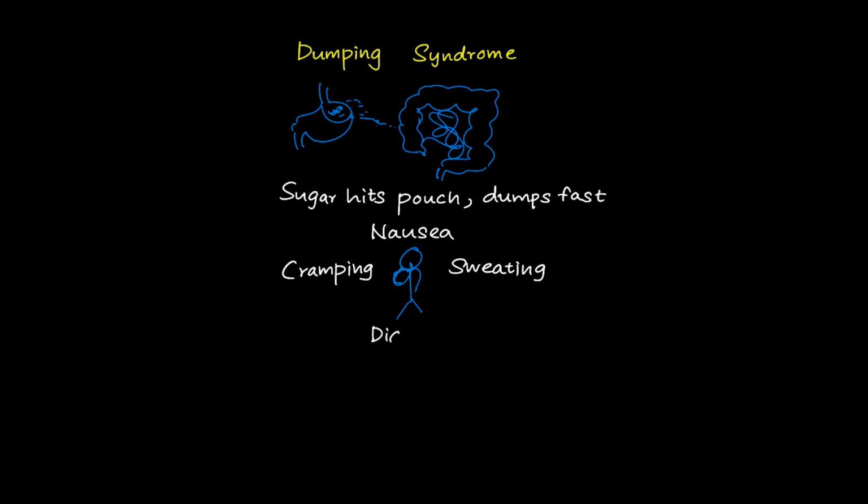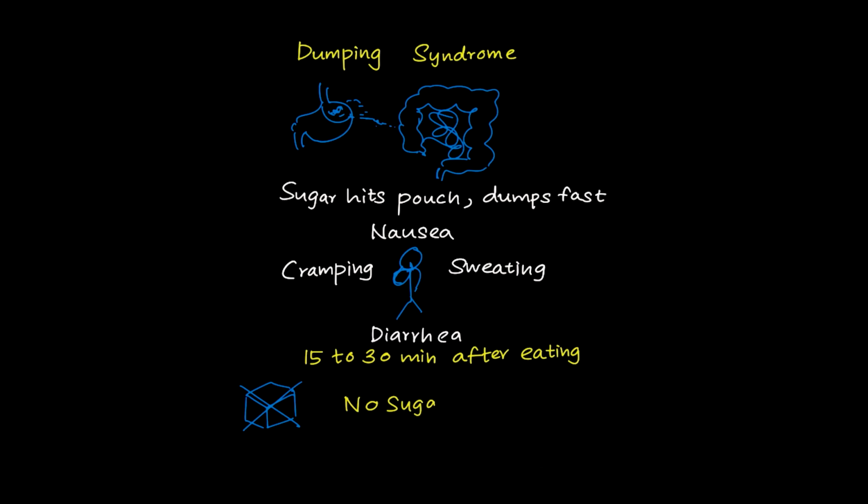This is dumping syndrome. The way to prevent it is simple in principle. Avoid high sugar foods, eat several small meals, and sip fluids between meals rather than with them. Sugary juices with meals trigger dumping directly. One large meal daily overwhelms the pouch. Concentrated sweets as dessert deliver exactly the sugar load that causes the reaction. Avoiding high sugar and separating fluids from meals is the right combination.